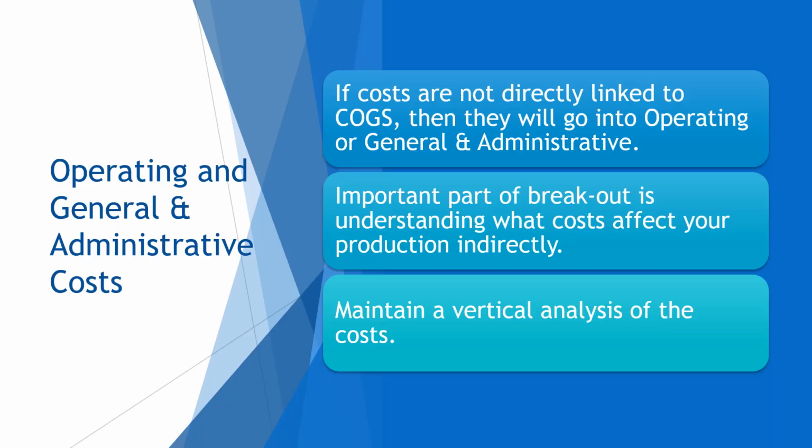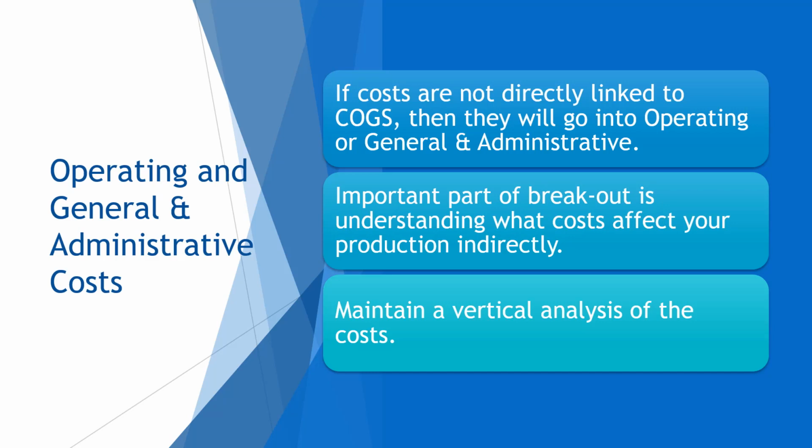Now, operating in general. Historically, if the costs cannot be directly linked to a cost of goods sold, then they go into either operating or general and administrative. Now, an important part of the breakout is to understand what costs affect your productivity indirectly. So again, if you think about you're renting a huge warehouse and maybe a quarter of the warehouse is being used for production, the other part is not. Well, if you're paying $10,000 a month rent, you need to figure out how much of that rent should be allocated to the production part. So again, that's why it's important to understand what your operating costs are and have them broken out. And then maintain a vertical analysis of the costs.